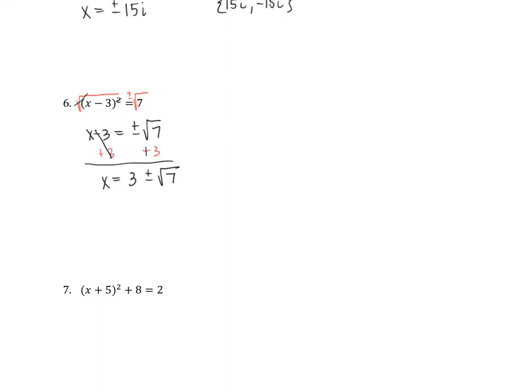It's really good form to put the plus or minus last. So put the 3 first and then put the plus or minus the square root of 7. Again, you can see you have two answers. One answer is 3 plus the square root of 7. The other answer is 3 minus the square root of 7.